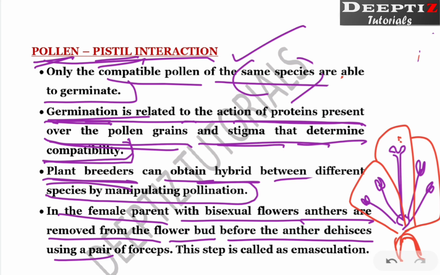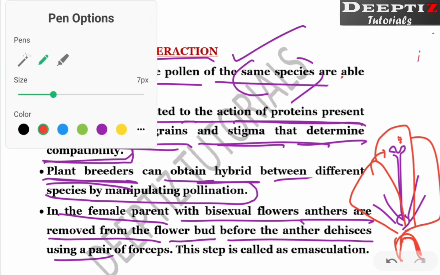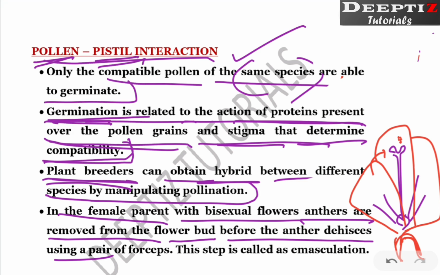I don't want the same species. This pollen should not fall here. For that, what has to be there? In the earlier stage, from this flower, these anthers are removed. Now still there is a chance that some unwanted pollen can come here, right? To prevent that, the stigma region can be temporarily covered.